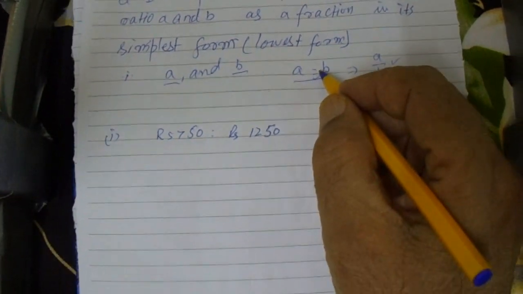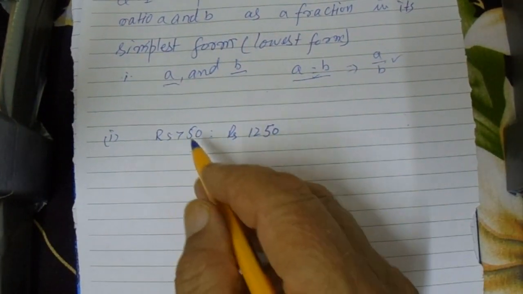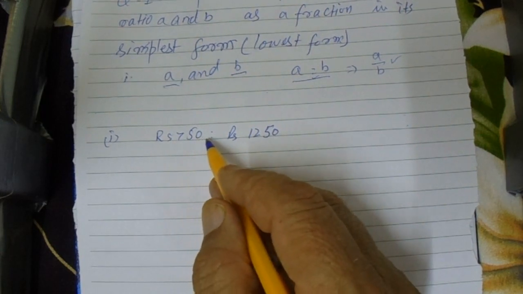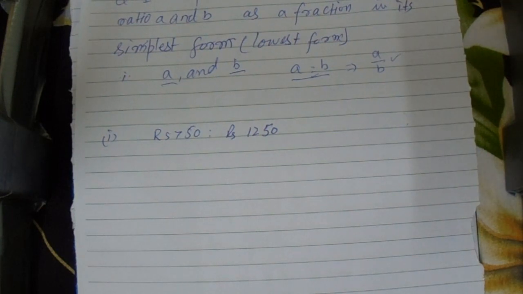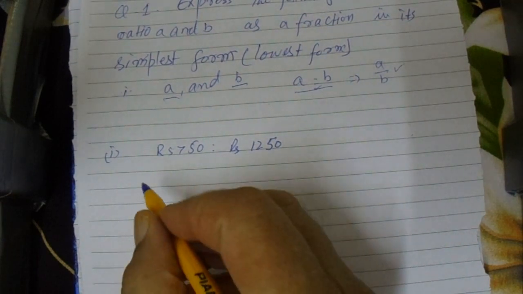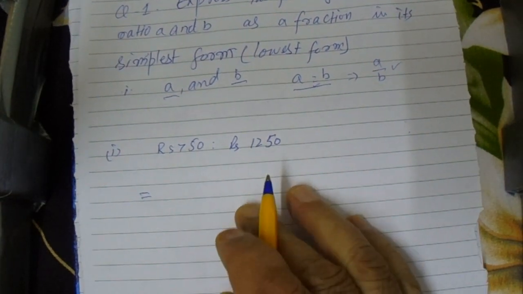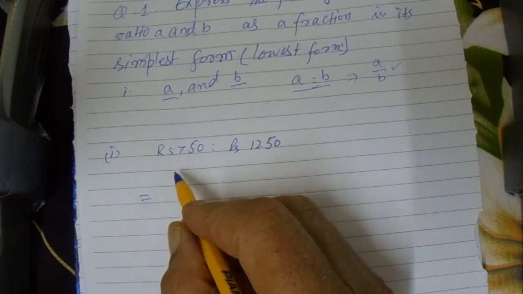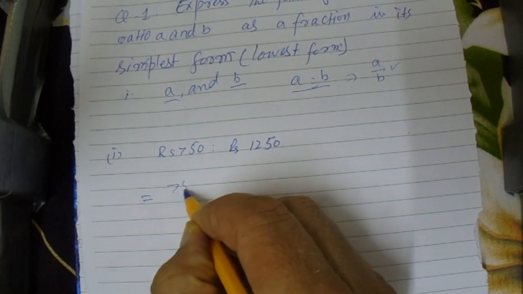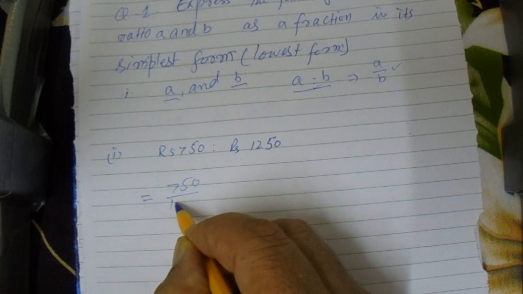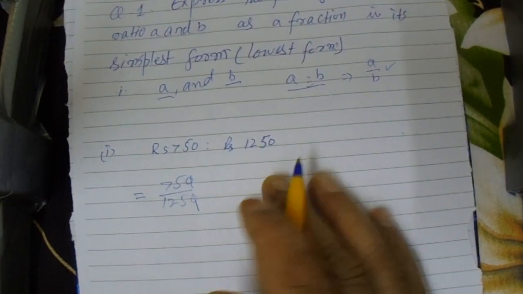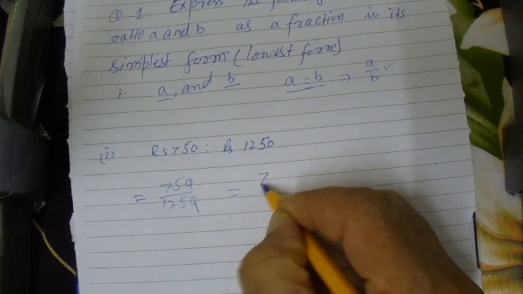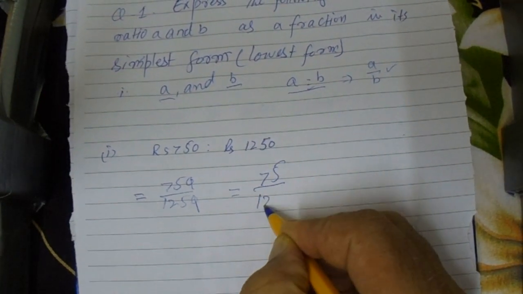Now the first part of this question, RS 750 ratio RS 1250. Now we want to write this ratio in simplest form. First we will write in fraction form. It means 750 over 1250. Now this 0 will cancel this 0. Again it is equal to 75 over 125.